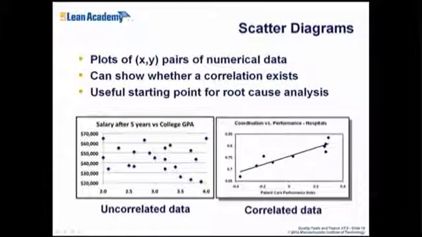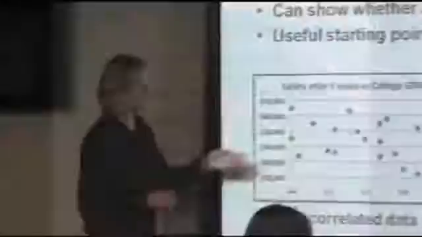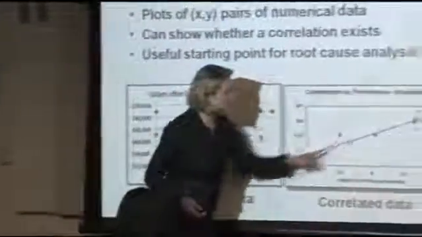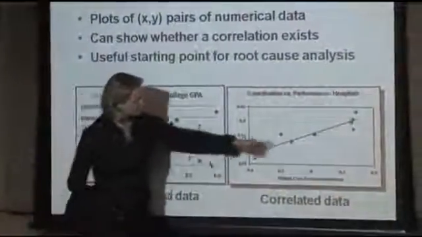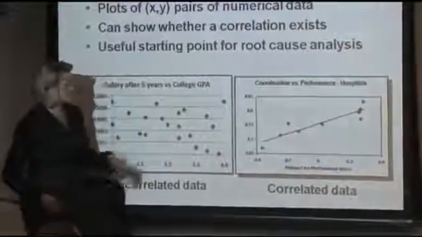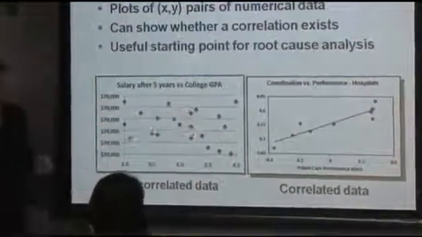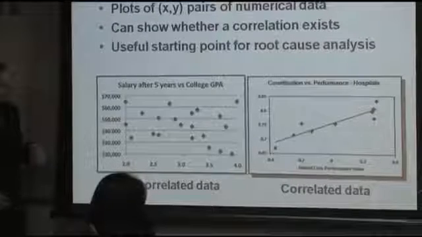Next quality tools, scatter diagrams. These are just plots of XY pairs of numerical data. And what we can see from here is whether there's any kind of correlation or pattern, because correlation and pattern are not the same thing. Correlation indicates whether they're following some kind of straight line like they are here. So this type of data is correlated data. We can say that X varies with Y in some relationship that we can estimate from the scatter plot.